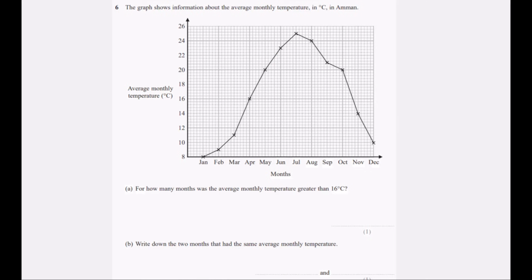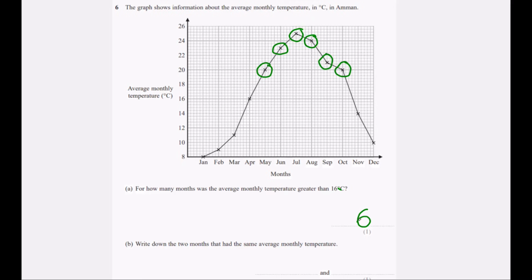Question 6. The graph shows information about the average monthly temperature in degrees Celsius in Amman. So we've got the graph. For how many months was the average monthly temperature greater than 16? So we've got 16 here. So greater than 16. 1, 2, 3, 4, 5, 6. 6 months greater than 16.